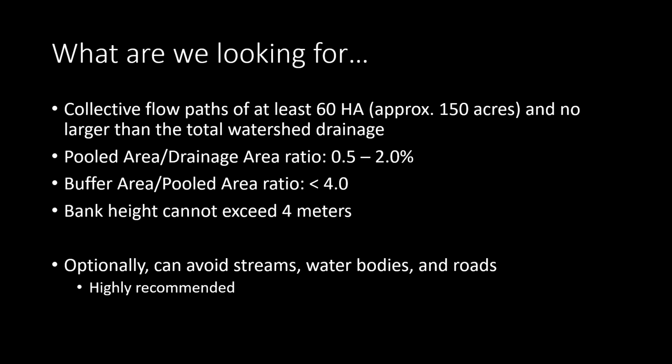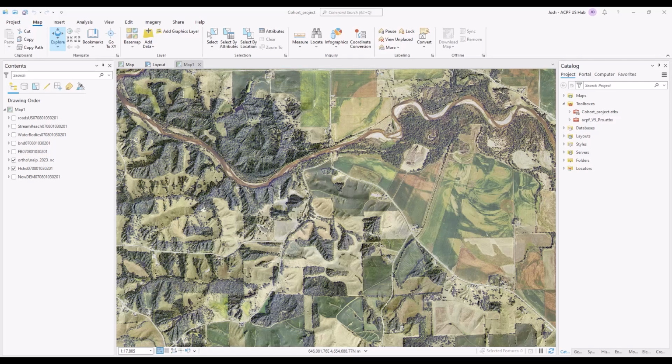Optionally in the tool, you can choose to avoid streams, water bodies, and roads, which is highly recommended. You're not going to want to build a wetland that is going to flood out a roadway, water body, or stream. This tool may take a while to run, so we'll get it started before going over some more details.